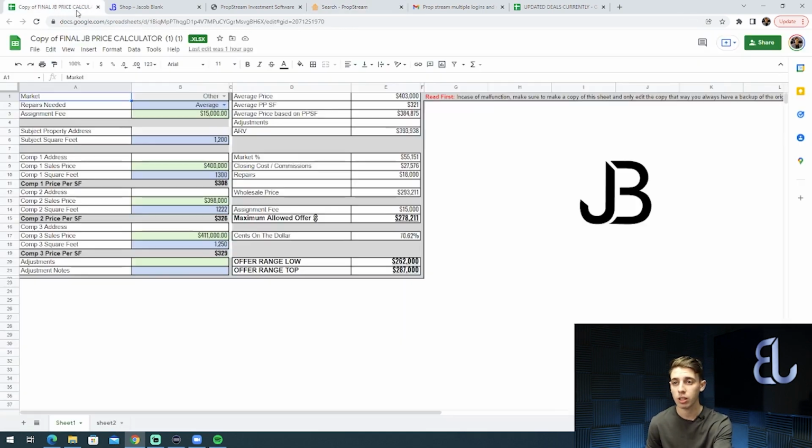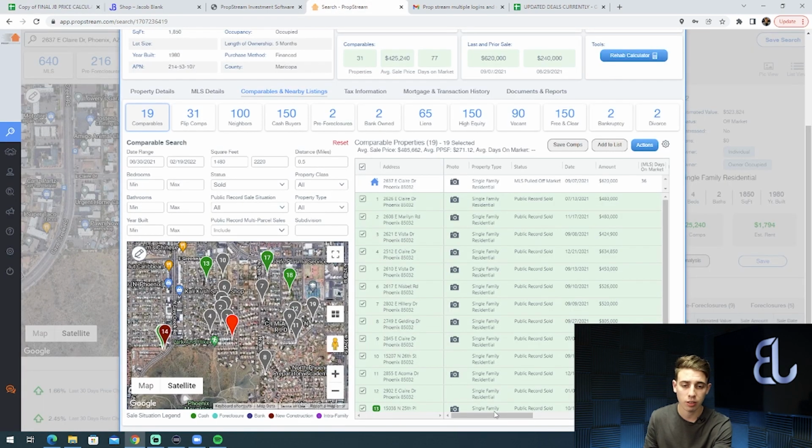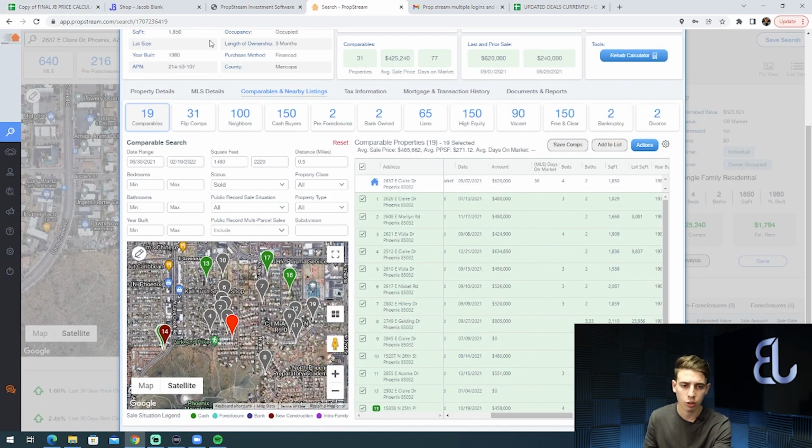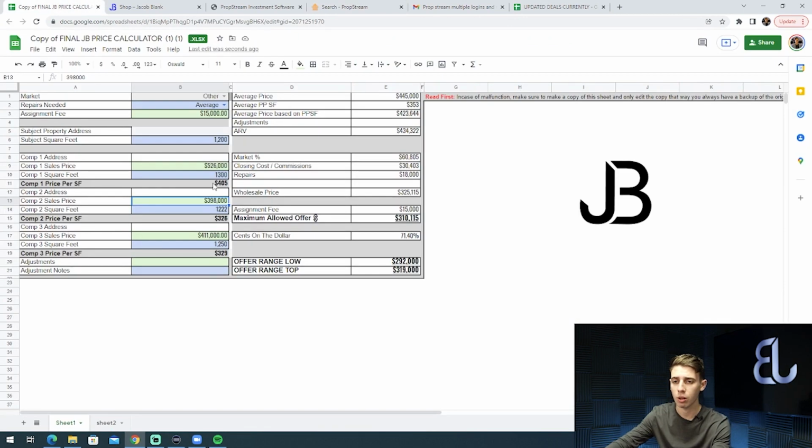So we're going to go over here to the calculator. And for our first comp, we're going to plug in 526,000. So now that we've got that plugged in, let's go back here. It's a little bit easier when you have 2 screens too. And it's 2,087 square feet. So we're going to put in the property square footage, 2,087.